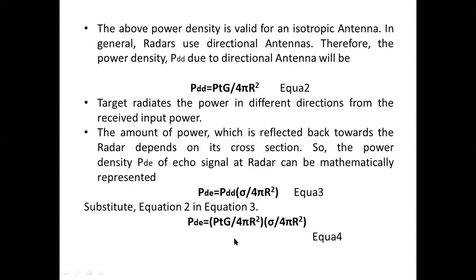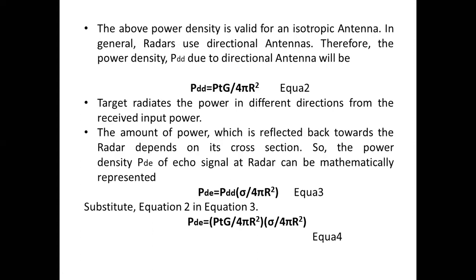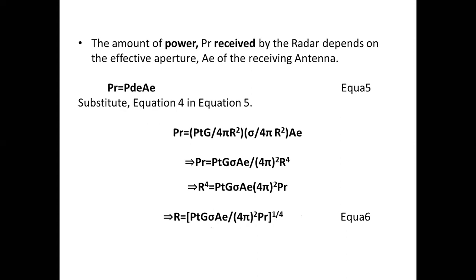Already PD is nothing but this one. Received power is nothing but PD into A. So now substitute the fourth equation and fifth equation. Already you know the PD formula, that is this one: PT G by 4 pi r square into sigma by 4 pi r square into effective aperture.